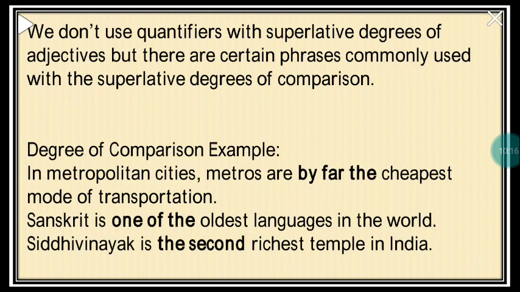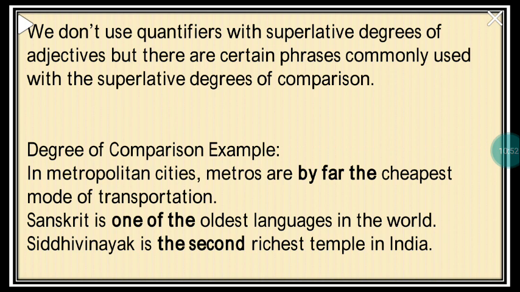Then the next rule, for the superlative degrees of adjectives, we don't use quantifiers, but there are certain phrases commonly used with the superlative degrees of comparison. And which ones are they? In metropolitan cities, metros are by far the cheapest. Now, the cheapest, but they mean to say when you compare this with the other modes of transport, it is by far the cheapest.